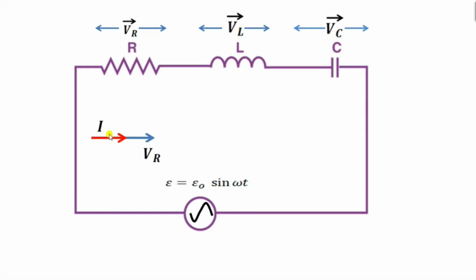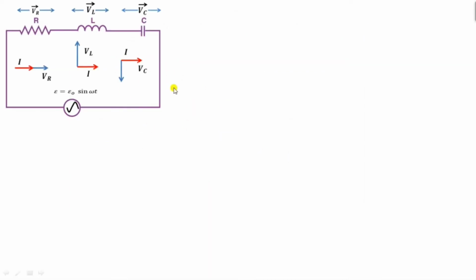And we know in a resistor circuit the phase difference between current and voltage is 0 degrees, and in an inductor circuit the voltage leads the current by 90 degrees. In a capacitor circuit the voltage lags behind the current by 90 degrees. Now using this idea we will draw the phasor diagram for the LCR circuit.